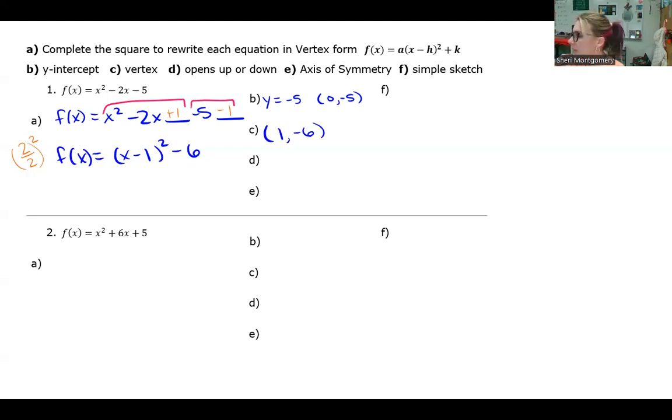Did you get 1, -6? Good. All right, the next thing it asks is if you're opening up or down. So you have to look at that A value. In front of the parentheses, is it positive or negative? Positive. So we're going to open up. I can give myself a little hint. It's going to look like that. I open up.